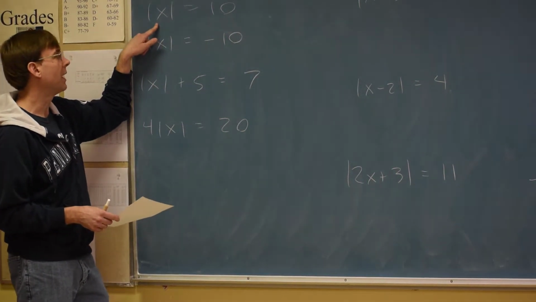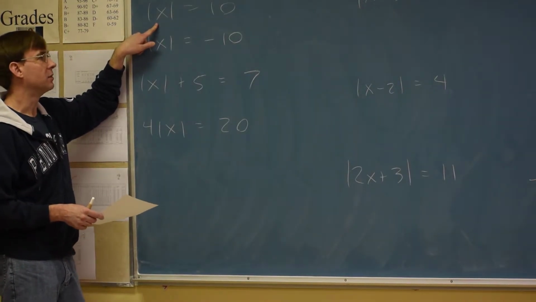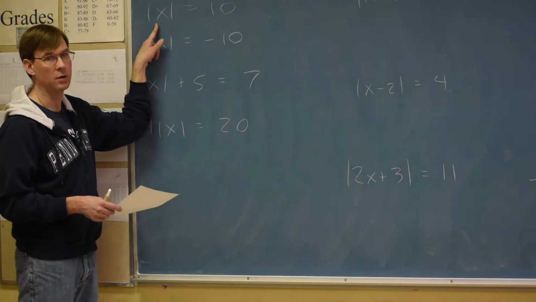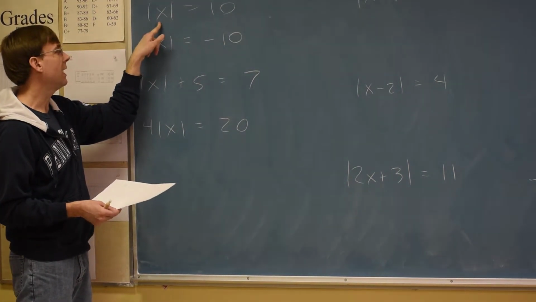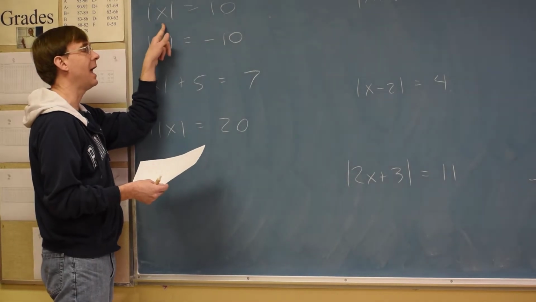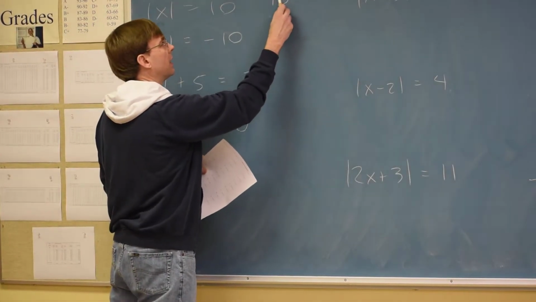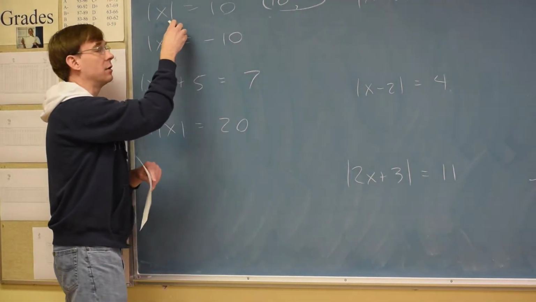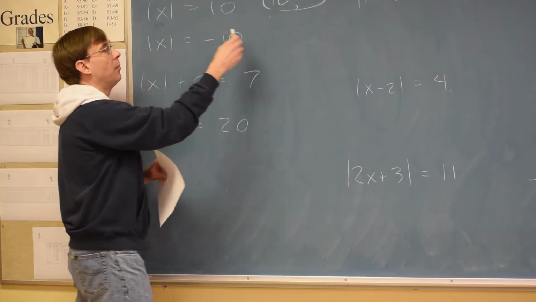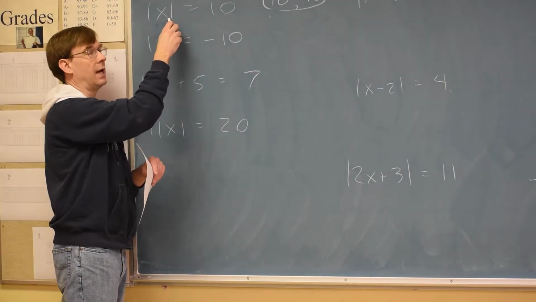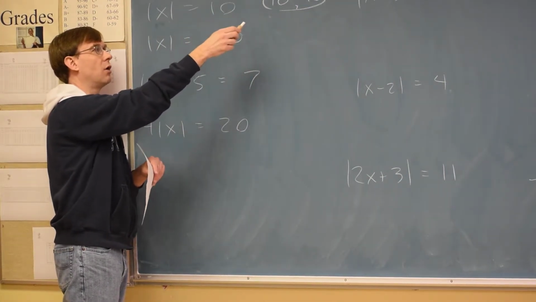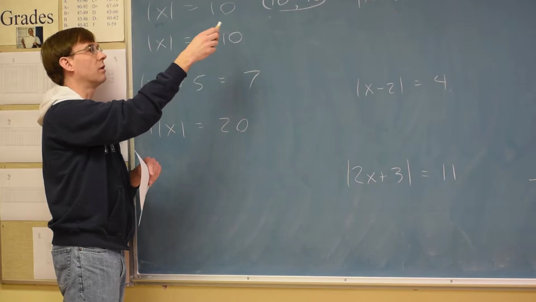So for a problem like this, there's for absolute values two numbers that will make these be true, usually. So for this, if we put in the bars a 10, that would be an answer, because the absolute value of 10 is 10. But the absolute value of negative 10 is also 10. So a problem like this, we're not looking for one answer anymore, we're looking for two.